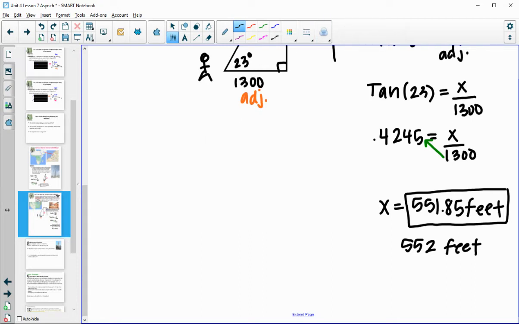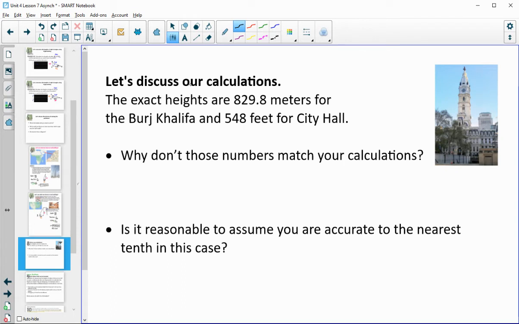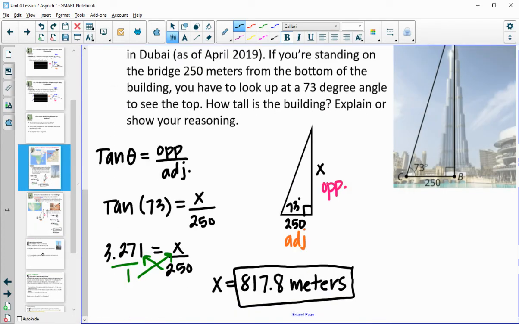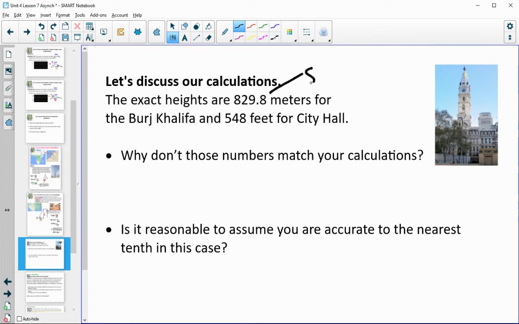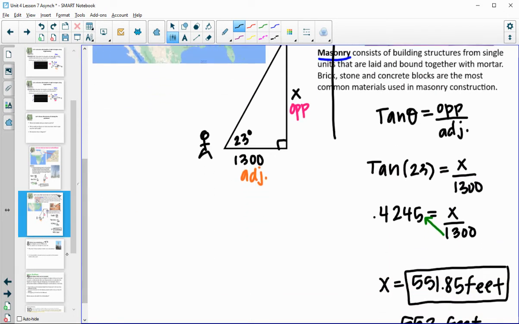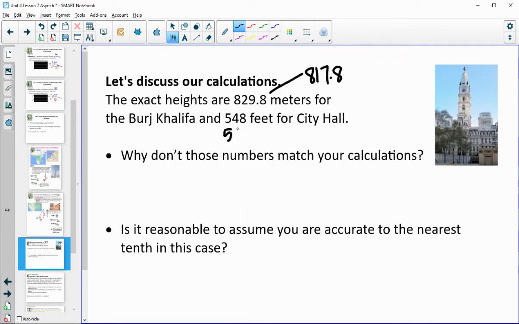Okay, so that's how we can estimate the height using how far we are from the building and looking upwards at it and measuring that angle. So the actual measurements here are 829.8. So remember, we got 817.8. Okay, so we got 817.8, and then 548, and we got 552 from our calculations. So why don't they match?